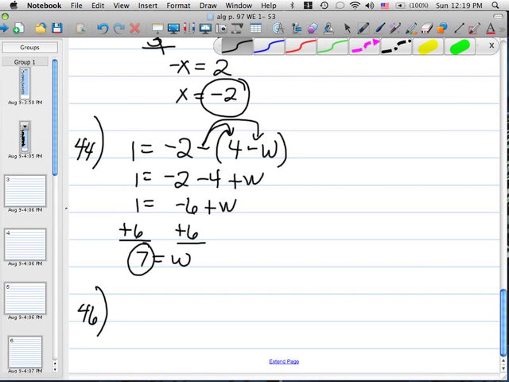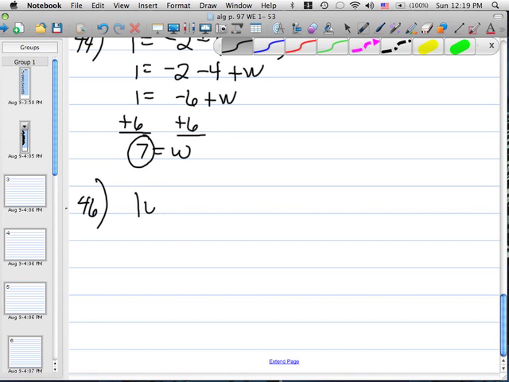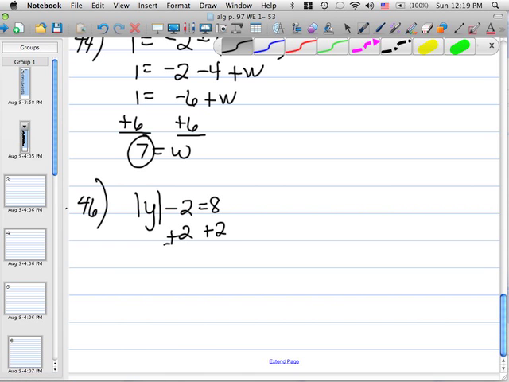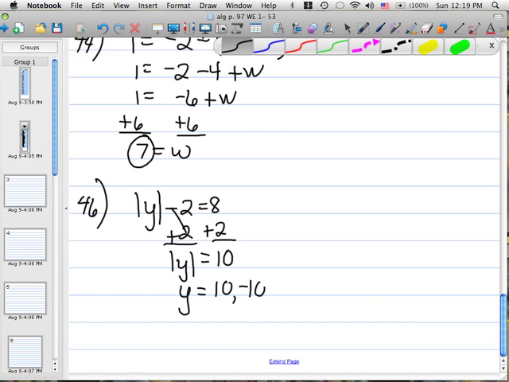If you have problems with absolute value signs, remember, absolute value can have two possible answers. We have the absolute value of y minus 2 equals 8. I'm going to add 2 to both sides to get the absolute value by itself. So now I have the absolute value of y equals 10. There are two numbers whose absolute value distance from 0 is 10, and that is 10 and negative 10. Be sure you show each step as I did here for your odds.